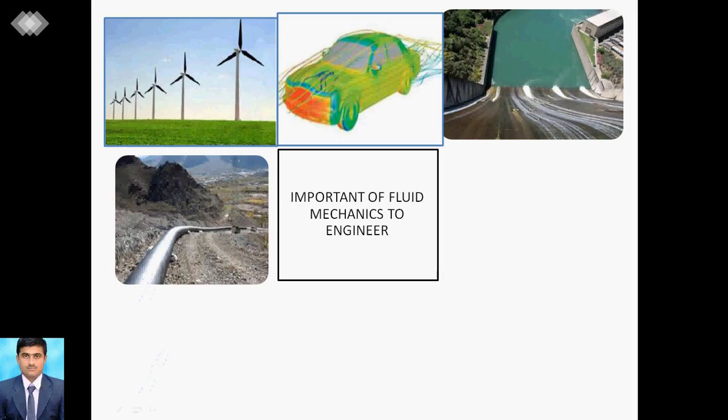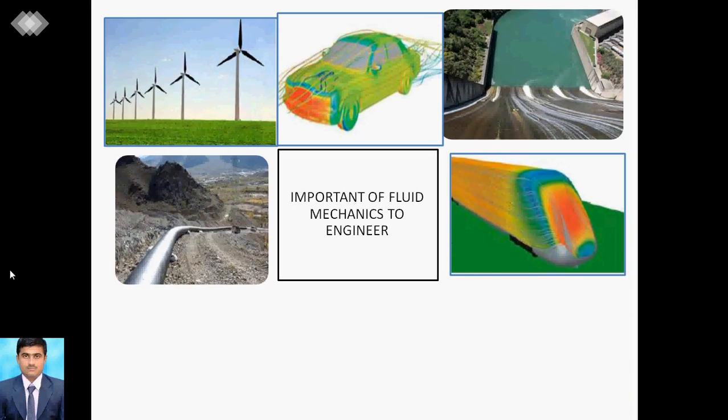The next is to determine losses in pipes. In that picture the pipe is there, so you can determine the different losses. That's why fluid mechanics is important. Now next is trains. Nowadays the shapes of trains are aerodynamic. In olden days they had box shapes, which can be eliminated by studying the different fluid effects on the body.